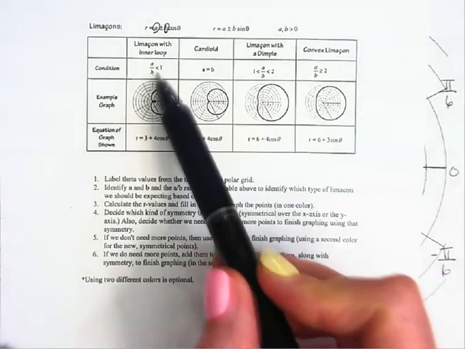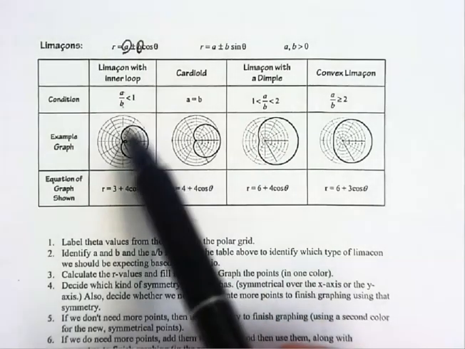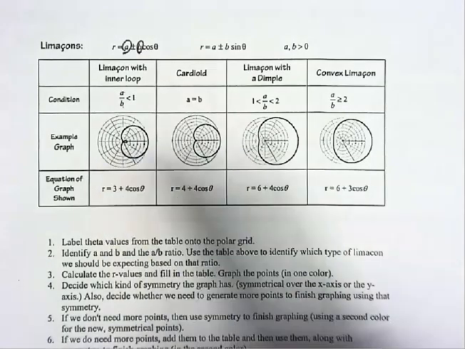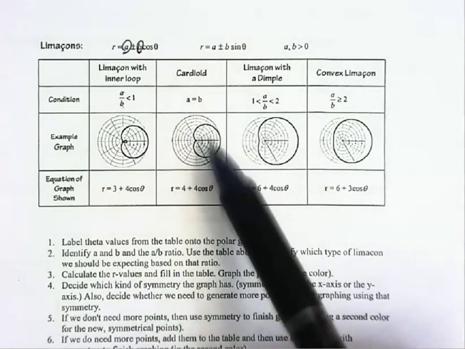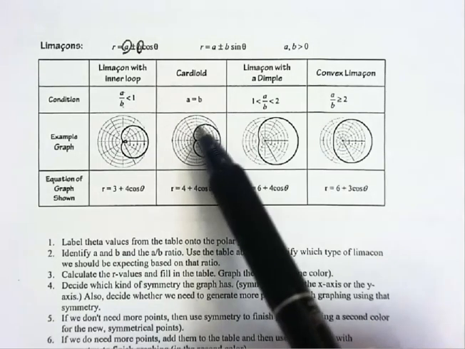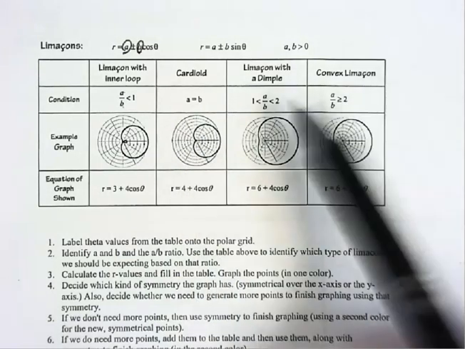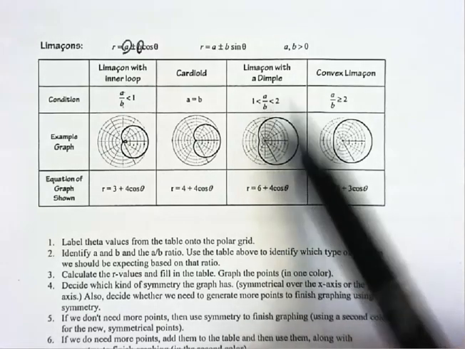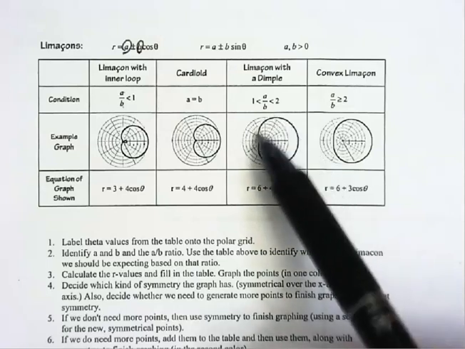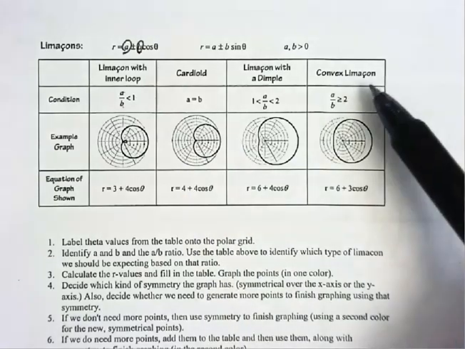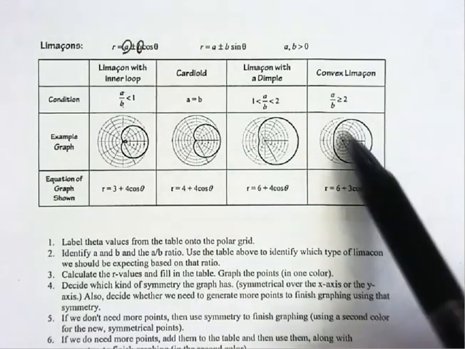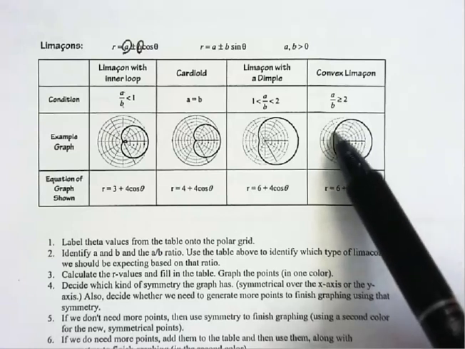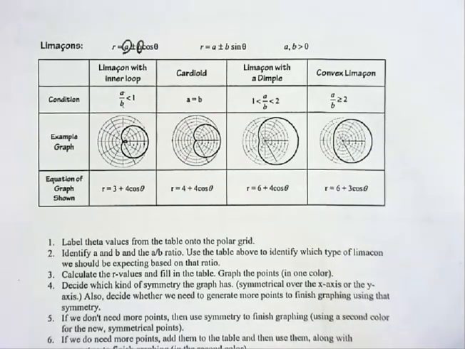So if that ratio is less than 1, you're going to have a limicon with an inner loop. So it creates a loop inside there. If A and B are the same, you'll have a cardioid. There is no loop inside. It just comes to a point and then goes back out. If that A over B ratio is greater than 1 but less than 2, we'll have this shape right here, a limicon with a dimple. So it doesn't quite go in as far as the cardioid did. And then if A over B is greater than or equal to 2, you'll see that that dip in is even less pronounced, and that's called a convex limicon.